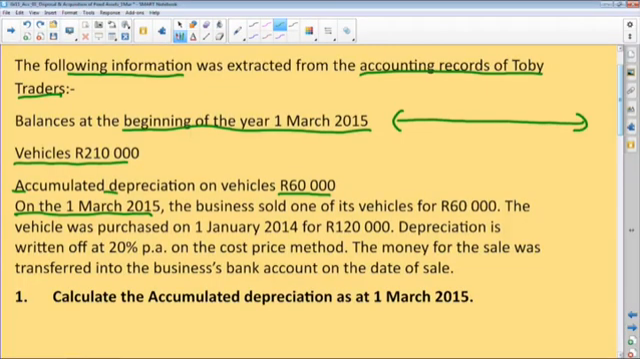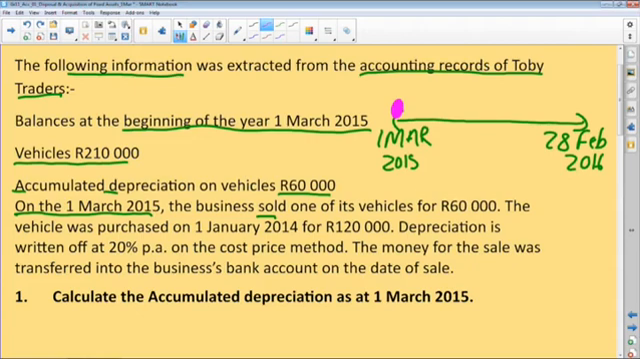So it's always nice to have that financial year in front of you somewhere on your answer sheet. So I'm doing just that. So this financial year started on the 1st of March 2015, and then obviously ends on the 28th of Feb 2016. So in terms of the information that I've got, on the 1st of March 2015, the business sold one of its vehicles for 60,000. So immediately, just going to change the color of my pen here, I want to clearly indicate to myself, I'm now working with an asset disposal at the beginning of the financial year.